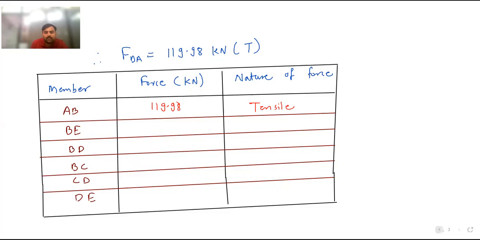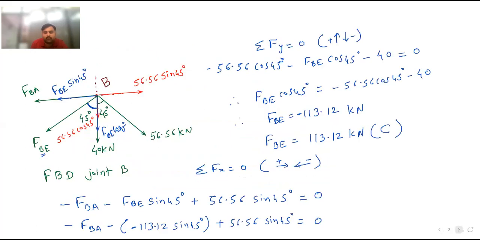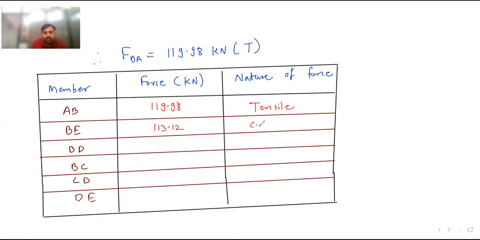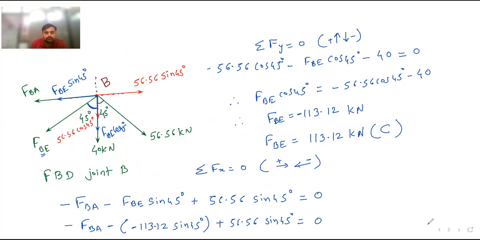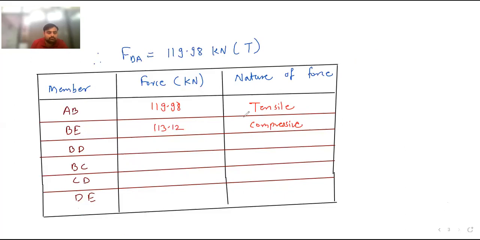Then force in member BE. BE is 113.12. It is compressive. Then BD is 40 kilonewton tensile. BC is 56.56. Again, it is tensile. CD is 40, compressive. And DE is 40, compressive.